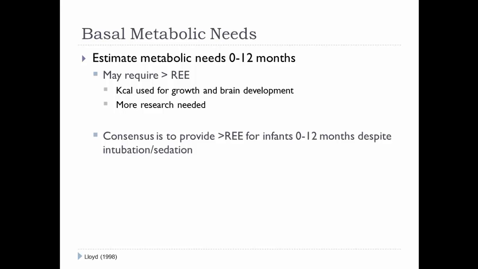So the World Health Organization equation, the Schofield equation, or White equation are all inappropriate for this age range. For 0 to 3 month old patients, we use an estimation of 80 calories per kilogram, and for 4 to 12 month old patients, we use an estimation of 65 calories per kilogram.